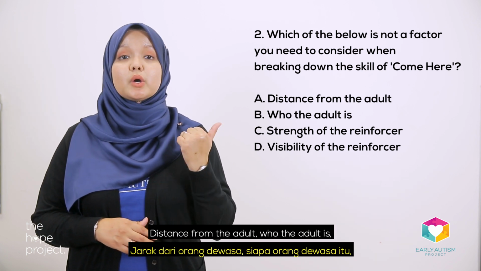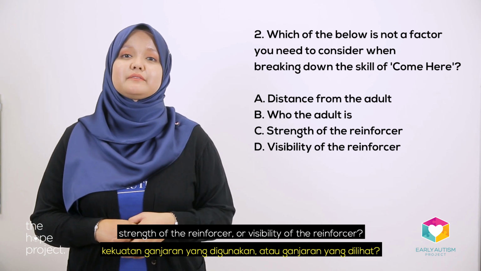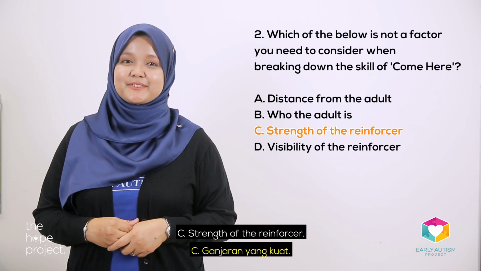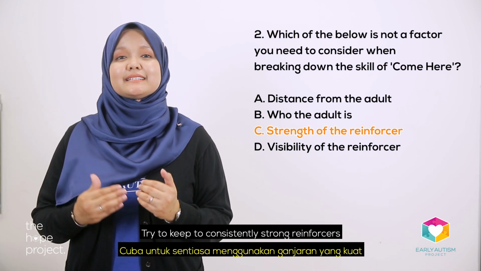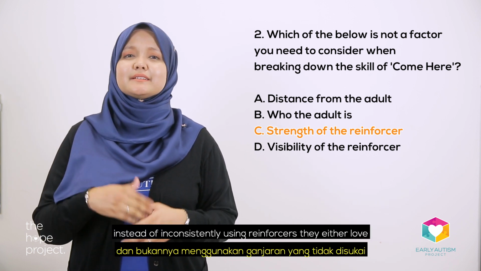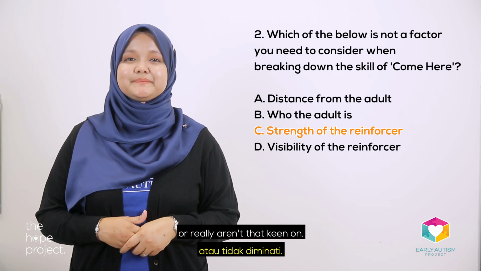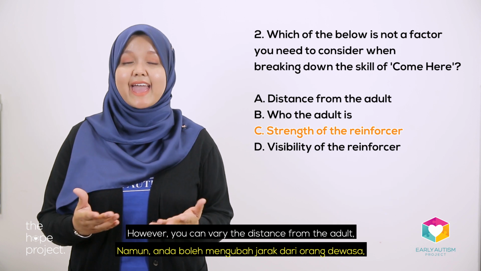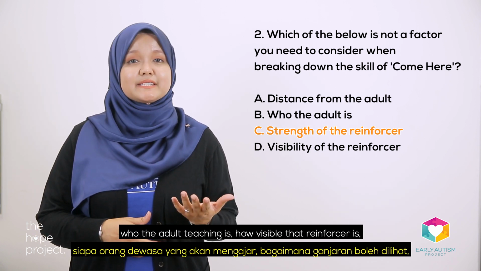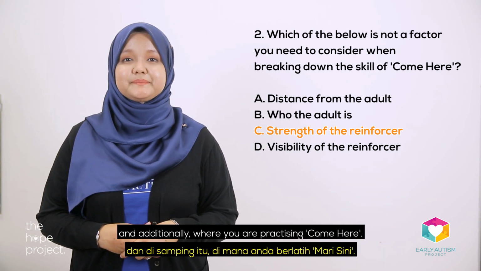Distance from the adult, who the adult is, strength of the reinforcer, or visibility of the reinforcer? C. Strength of the reinforcer. Try to keep to consistently strong reinforcers to motivate your child to come over instead of inconsistently using reinforcers they either love or really aren't that keen on. However, you can vary the distance from the adult, who the adult teaching is, how visible that reinforcer is, and additionally where you're practicing come here.